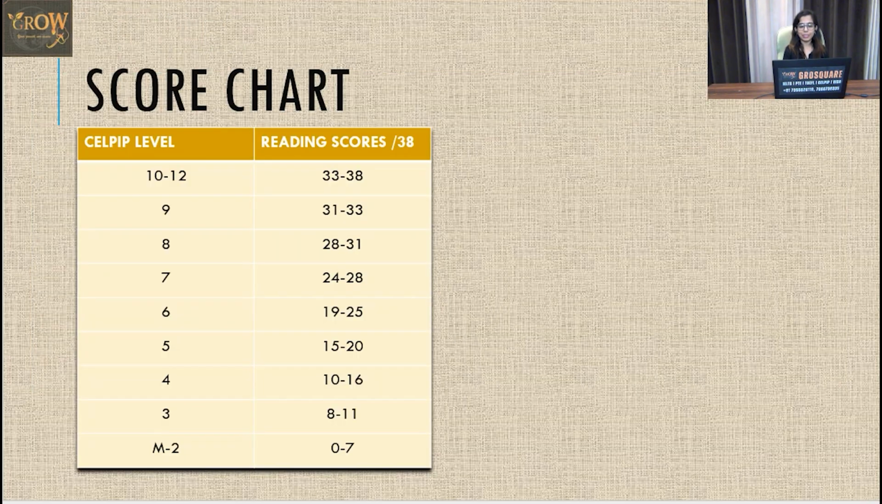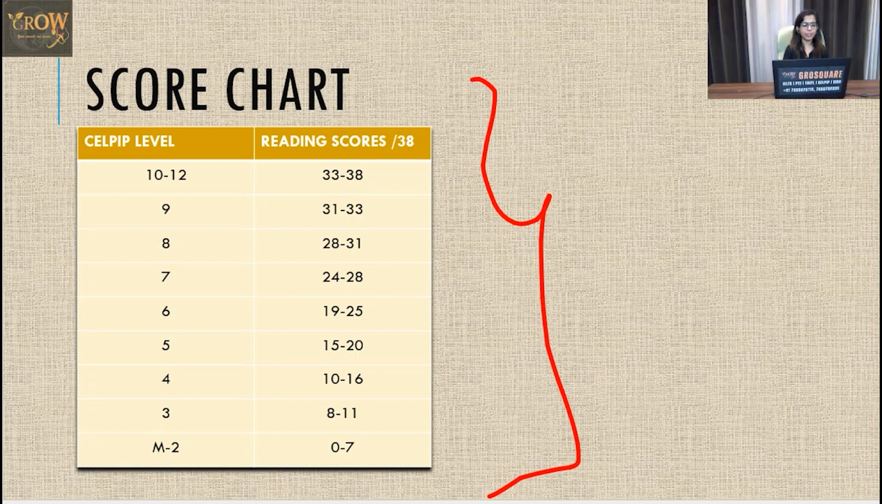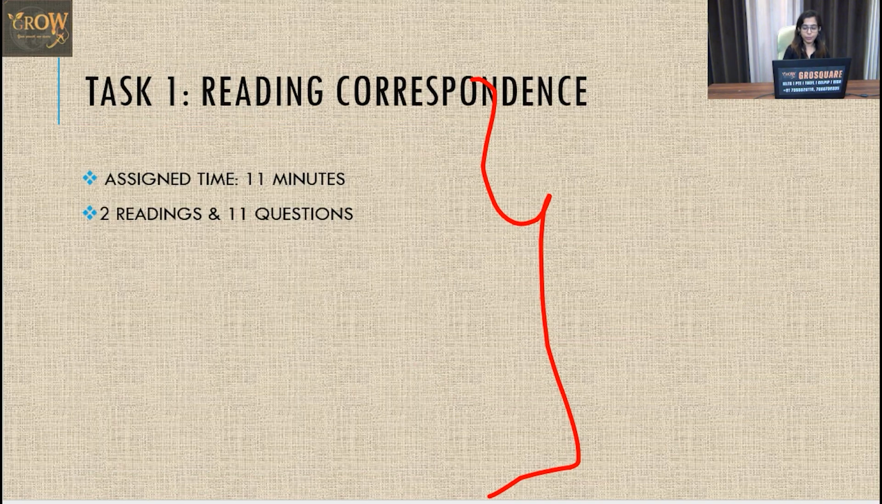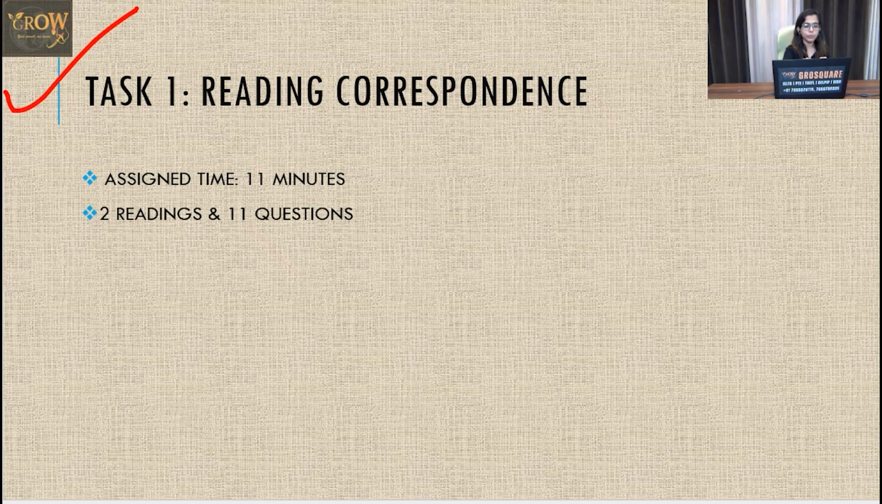So this is basically the score chart for CELPIP's reading, right? What you can do is you can take a screenshot for later consideration, right? This is very simple. Let's move ahead. So in this section, we are going to start discussion of CELPIP's reading questions part by part, right? So what was the very first task of our CELPIP's reading? It was reading correspondence, right?